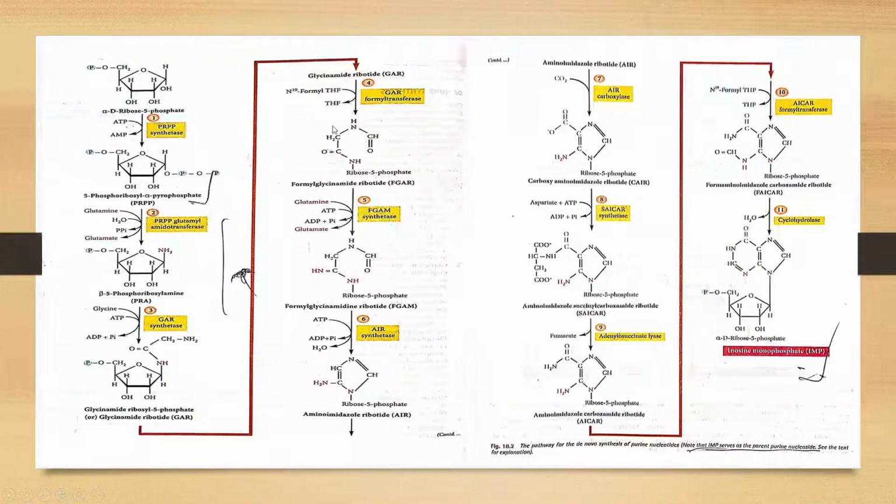N10 formyl tetrahydrofolate donates the formyl group to the free alpha amino group of glycinamide ribotide to form the formyl glycinamide ribotide, and the glutamine transfers the second amide nitrogen to the growing ring to form the formyl glycinamide ribotide. This reaction requires ATP.